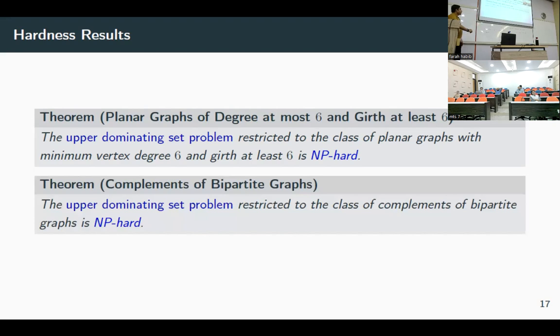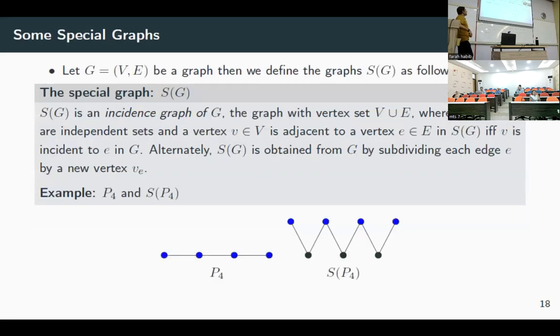So the upper dominating set problem restricted to the class of complements of bipartite graph is also NP-hard. So if I have a bipartite graph, I know what's the complement of a bipartite graph. So finding upper dominating set in complement of bipartite graph is also NP-hard. Remember, initially I told you that finding upper dominating set in a bipartite graph is polynomial. It's not NP-hard, but in the complement of bipartite graph, it is NP-hard.